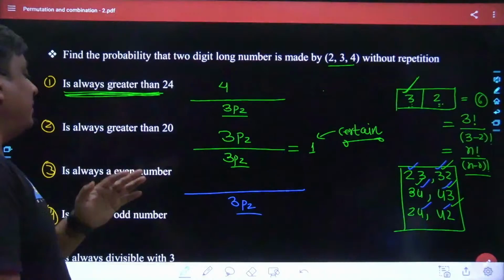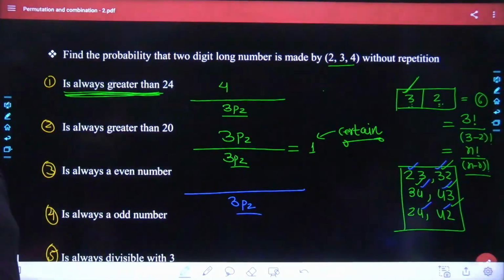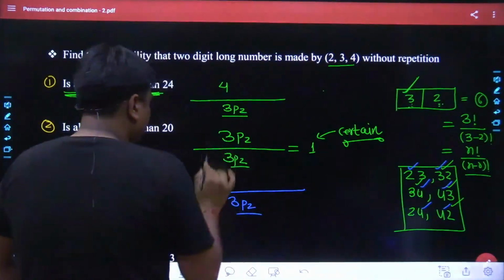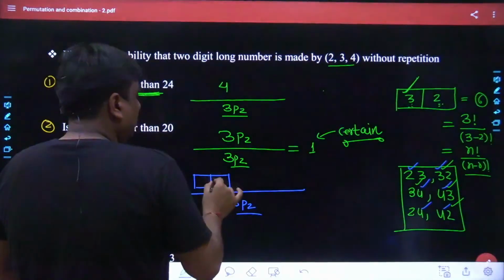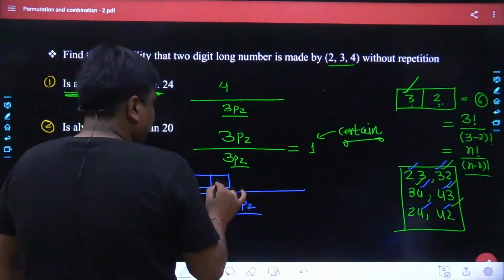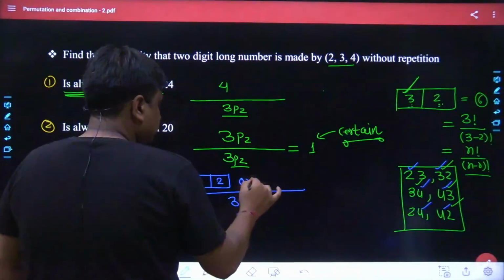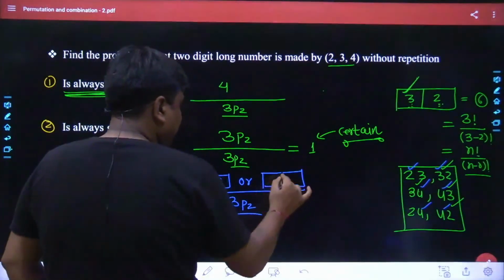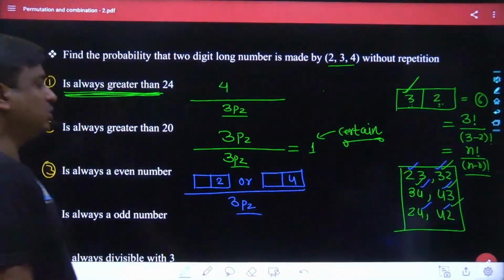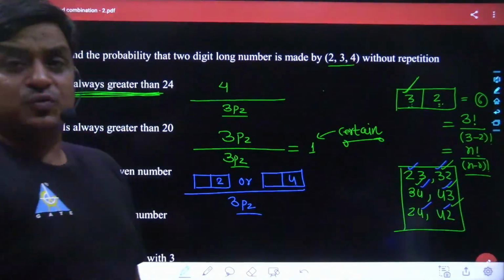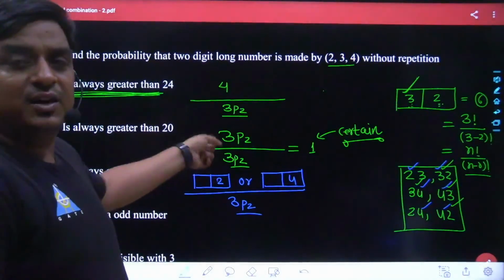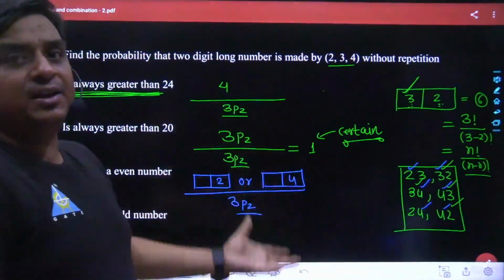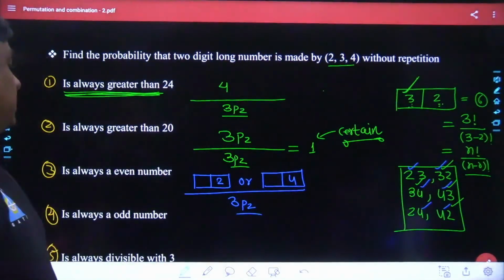And now it has been clearly said the number has to be even. What does it mean for the number to be even? See, there are two possibilities. The units place could be filled with 2, or the units place could be filled with 4. In both situations, the number we frame is going to be an even number, because if the units place digit is even, that given integer becomes an even integer.